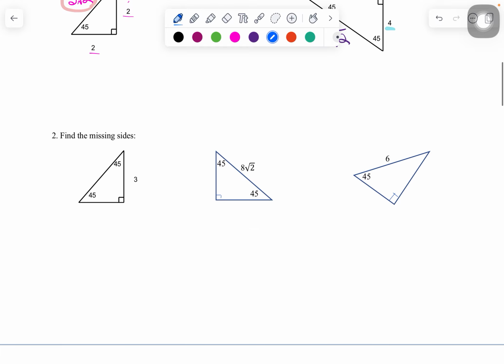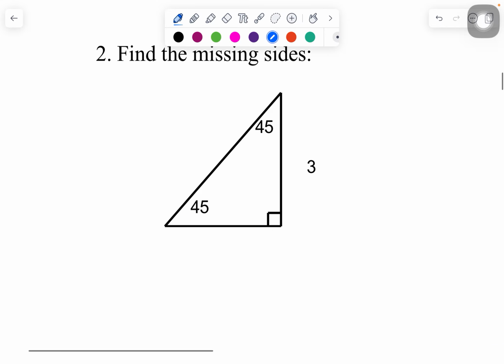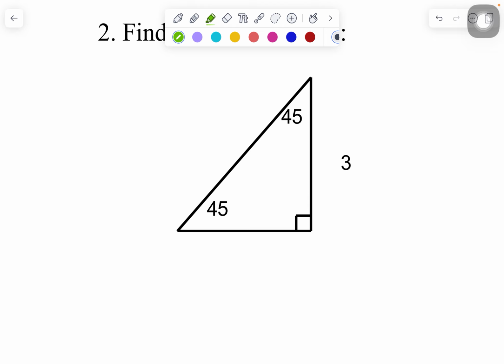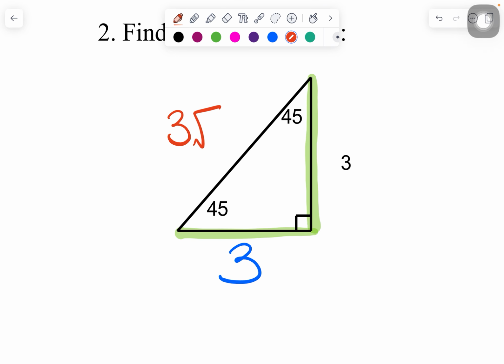The bottom part here, number 2, is just find the missing side. So I'm going to give you one side. We have to find the other 2. All right, so first triangle here, I have my legs, right? Here is a leg, here is a leg. Oh, look, one of the legs is labeled, great. So that other leg is going to be the exact same thing. And the hypotenuse is going to be 3 times root 2. All right, so 3 root 2 there, and that's done.